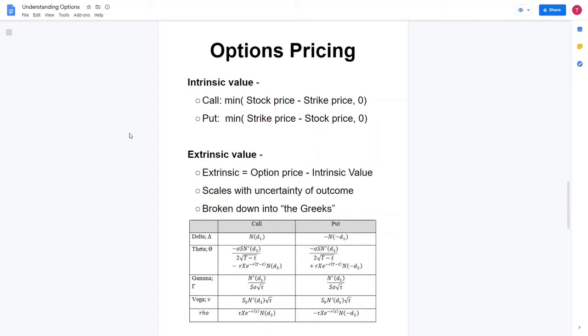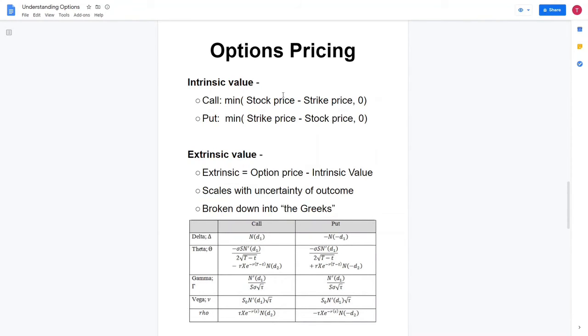Now we're going to take a look at how options prices are determined. Options prices can be broken down into two components: intrinsic value and extrinsic value. Intrinsic value is the value that this option would have if it were to be exercised today. Remember that when you buy a call, you want the price to go above your strike price, and that way you can sell the stock at an instant gain. Therefore, the intrinsic value of a call option is the stock price minus the strike price. It's a minimum between this and zero because your option can never be worth less than zero.